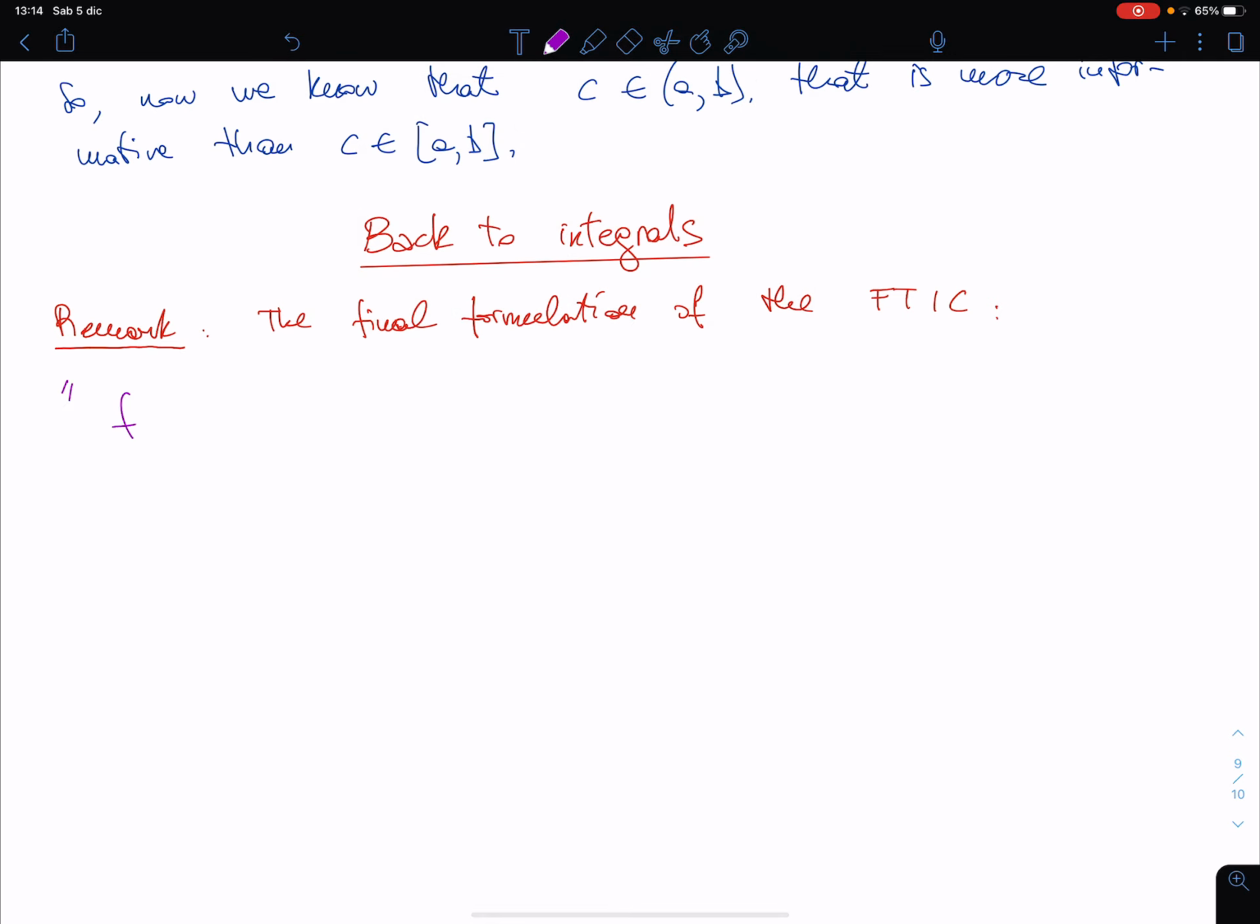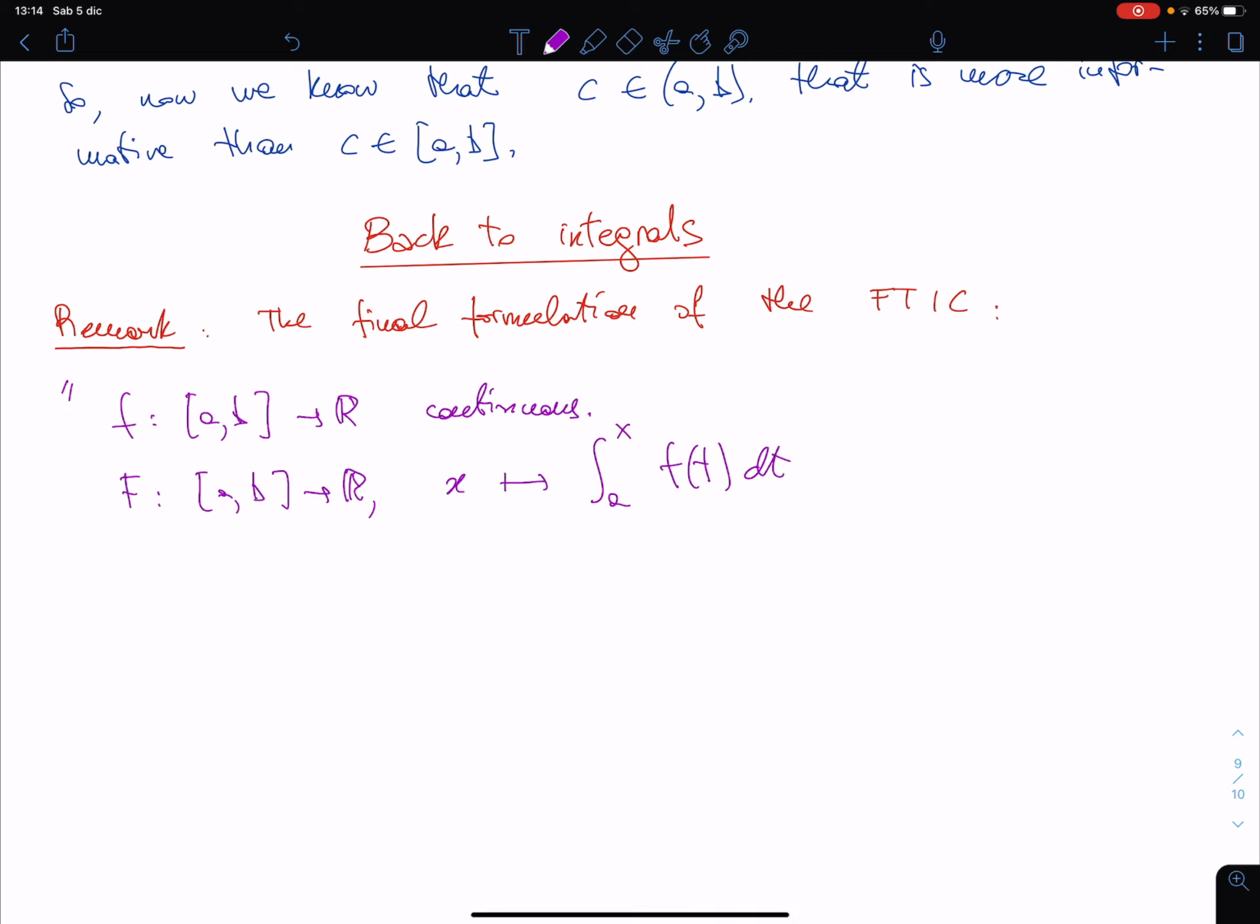Let f from AB to R be continuous. It is very important that it is continuous. Capital F from AB to R associates to every x the integral between a and x of f. Then I recall you the three formulations.